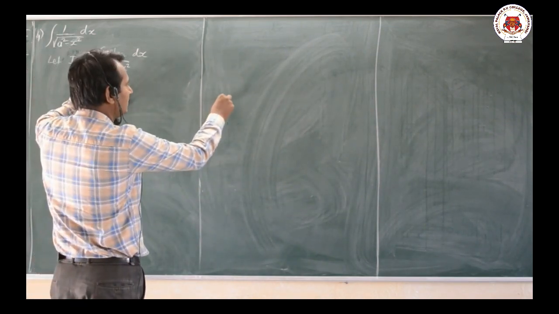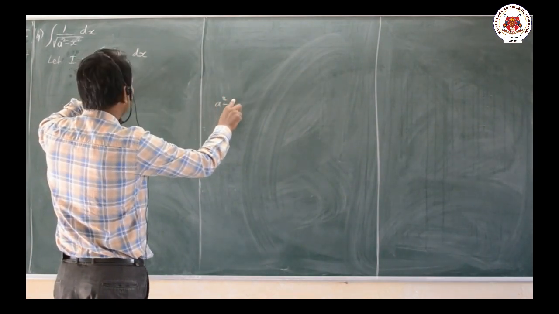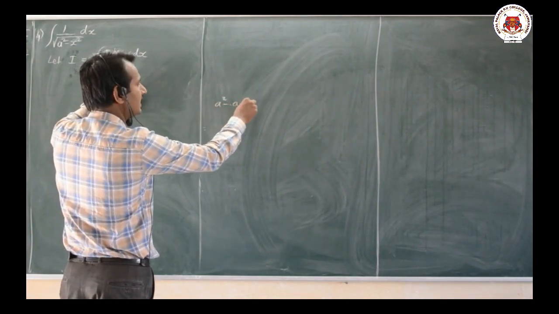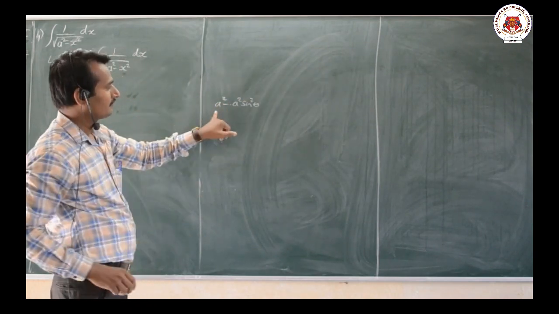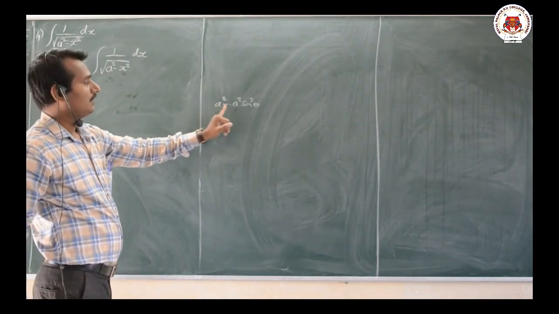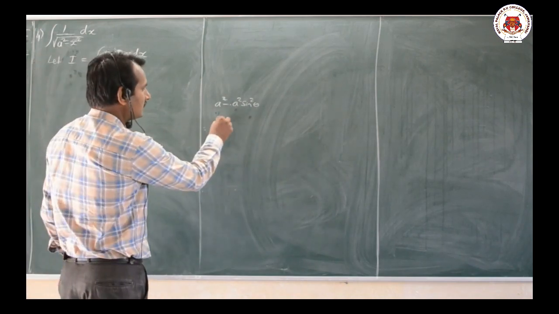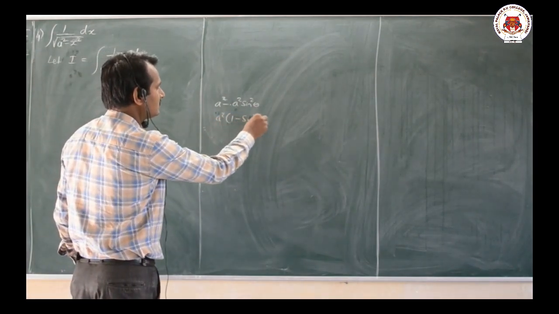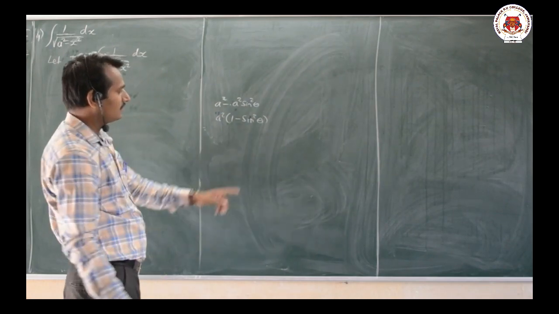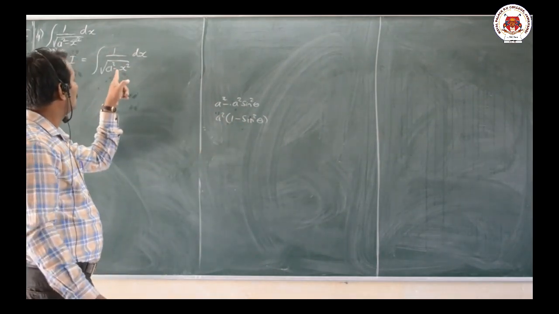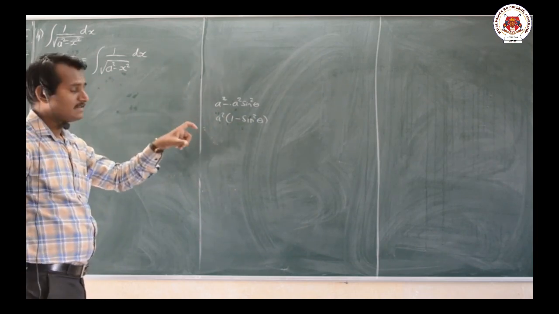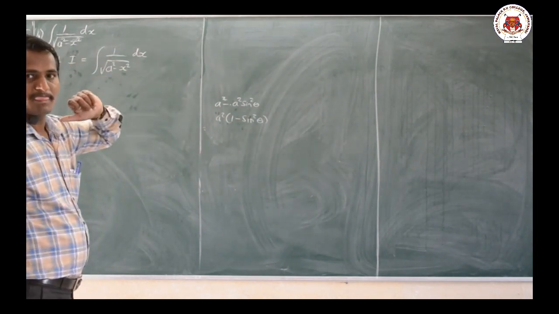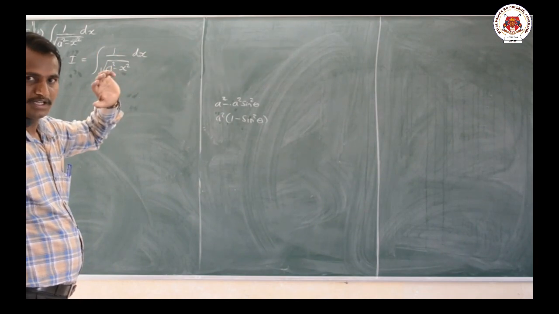If in the place of x I substitute a sin theta, then x square means a square sin square theta. Taking a square common, what remains is 1 minus sin square, so a square into 1 minus sin square theta. 1 minus sin square means cos square, root of cos square is cos, and here a square root gives a. In that manner we can eliminate the root and derive the formula.